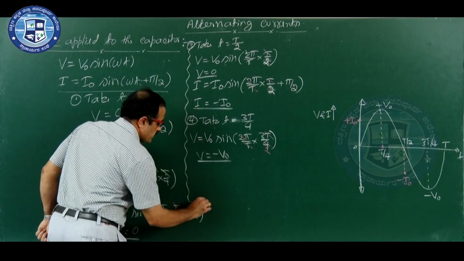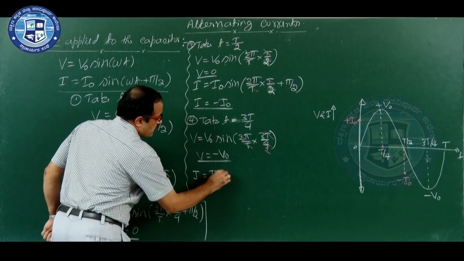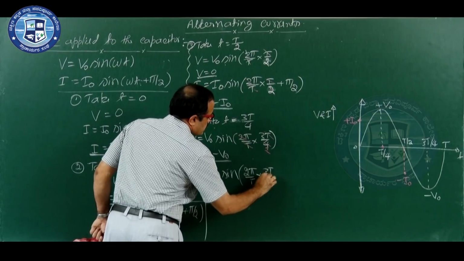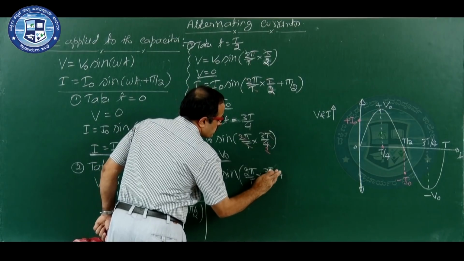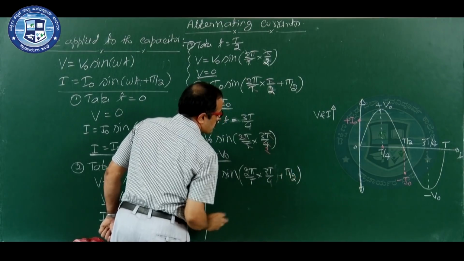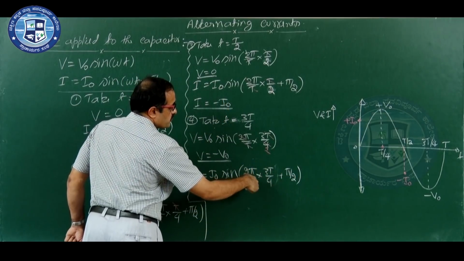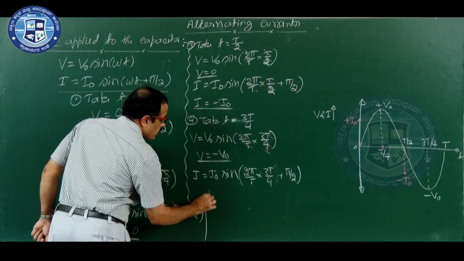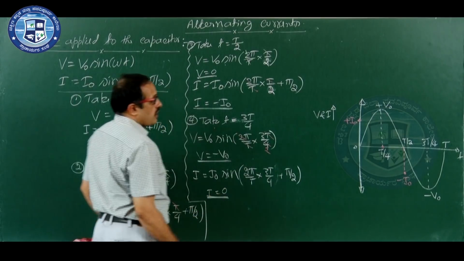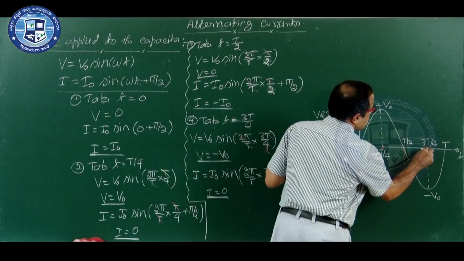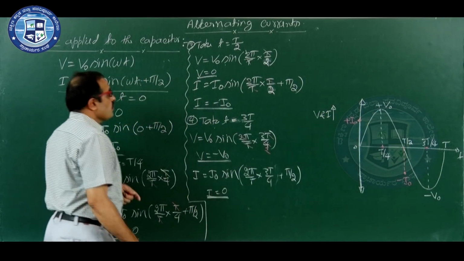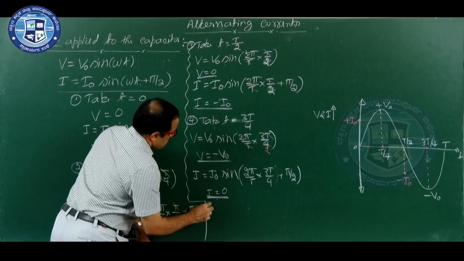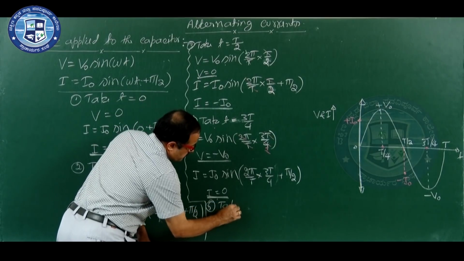What about current? I is equal to I naught sine 2 pi by T into 3T by 4 plus pi by 2. This is already said, 270. This is 270 plus 90, 360. Sin 360 is 0. Therefore, I equal to 0. I equal to 0, that is this point. Now, last point, when time equal to T. So, point number 5.